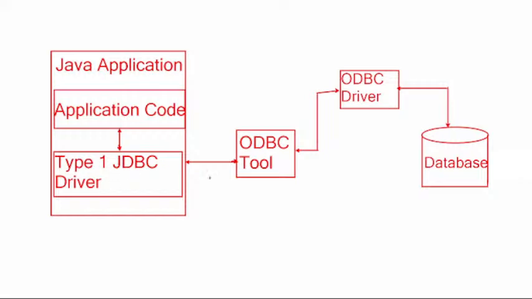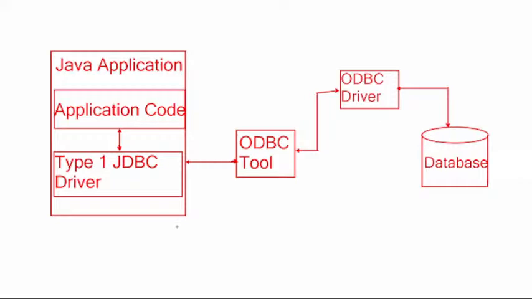This driver communicates with the ODBC tool. It is one software. Yesterday I showed a dialog box. That is the ODBC tool. In that, the ODBC driver will be there. That is one more software. That software communicates with the database. So what is happening here? ODBC cannot understand the Java application's instructions. This type 1 driver converts them into an ODBC understandable format. Whatever instruction the ODBC tool receives is converted and passed to the database with the help of the ODBC driver.